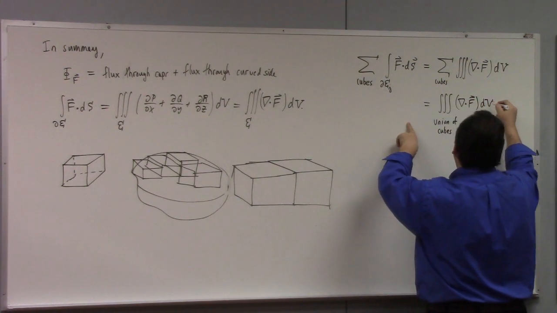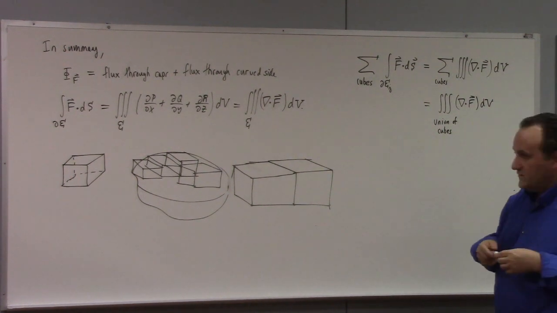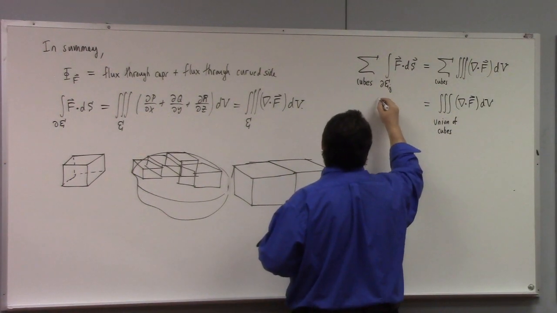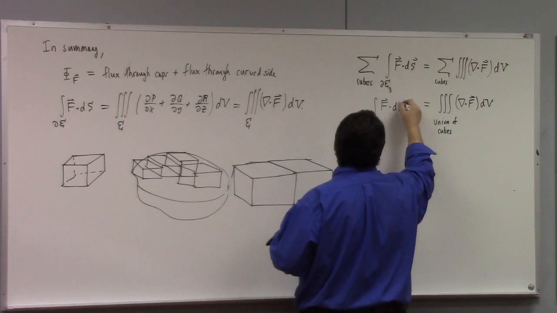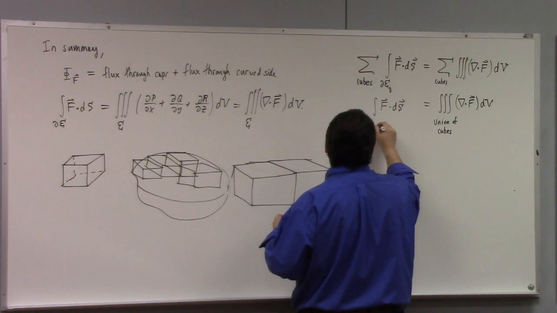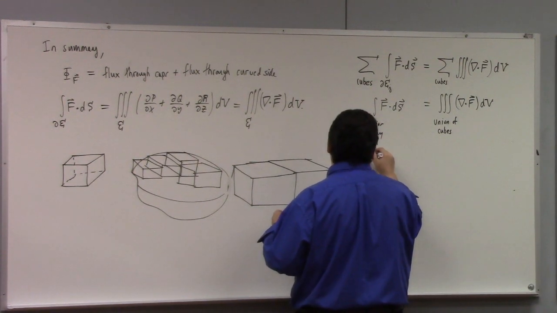But on the other side, something interesting happens. What happens when you add up those flux integrals? Yes, you would get the sum over the boundaries, but we can just write it as the integral of F dot dS over the exterior boundary of the union of all the cubes.